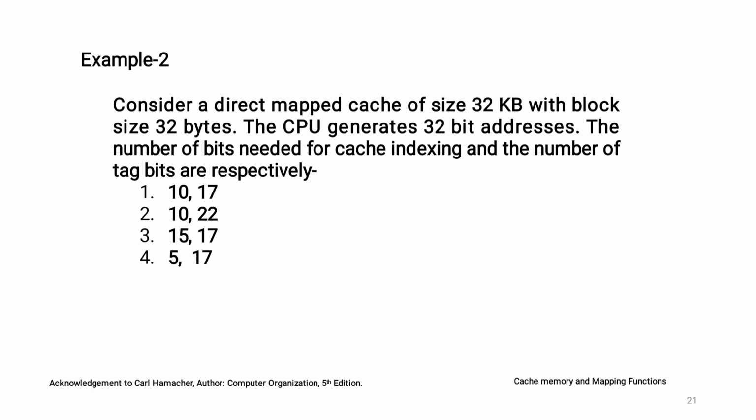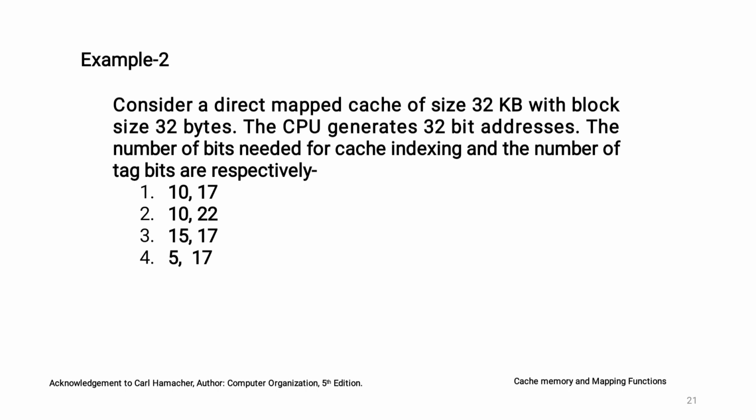The number of bits needed for cache indexing and the number of tag bits are, respectively, what? Already we came to know that 10 bits are required for line number. Cache indexing means where to find in the cache, in which line, which word or byte. That is already 10. So option 1 or 2. Options 3 and 4 cannot be correct. So next, tag bits we'll have to find.